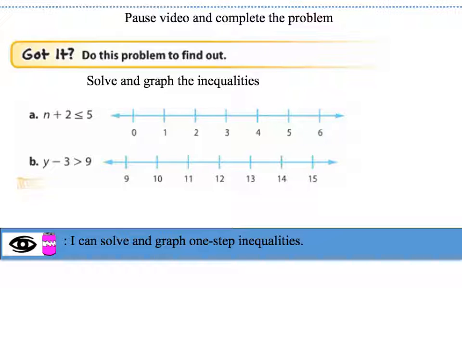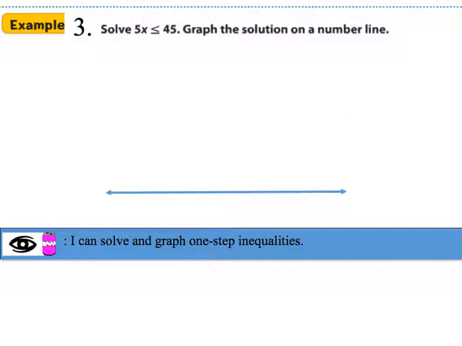So pause the video, complete the got it problems, and we'll discuss the answer in class tomorrow. Notice I have two got it problems on this slide, got it problem A and got it problem B. For example 3, it's to solve 5 times x is less than or equal to 45, and then graph the solution on a number line.